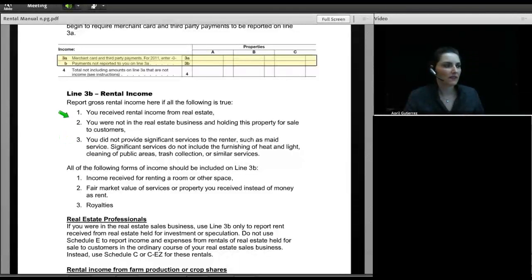So IRS says you need to identify the income as rental income, but it is not rental income if you are a real estate professional and it's inventory held for sale, or if you offer services like maid service. Then it's not rental income. In fact, it's self-employment income and belongs on Schedule C.